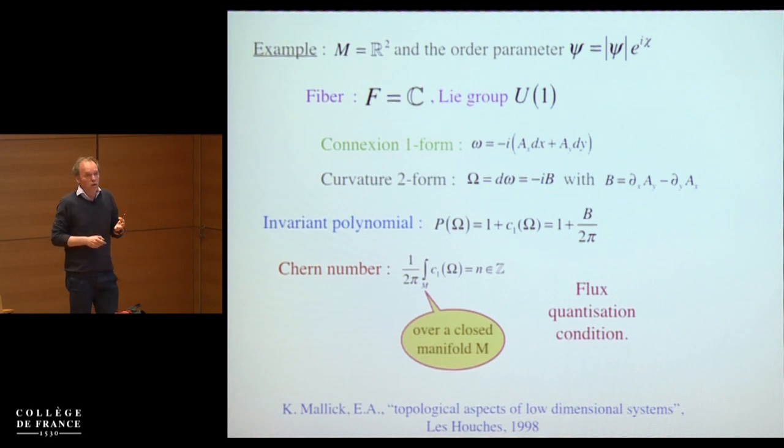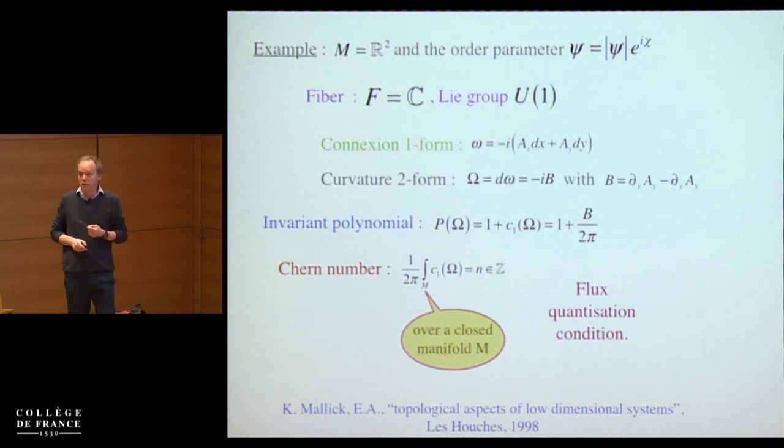The invariant polynomial in that case is very simple. It contains only one Chern class, and this Chern class can be written that way. And now the Chern number is the integral over the closed manifold of this Chern class, and this is always an integer. And this is called the Chern number. Okay, so the Chern number is the integral over the Chern class.